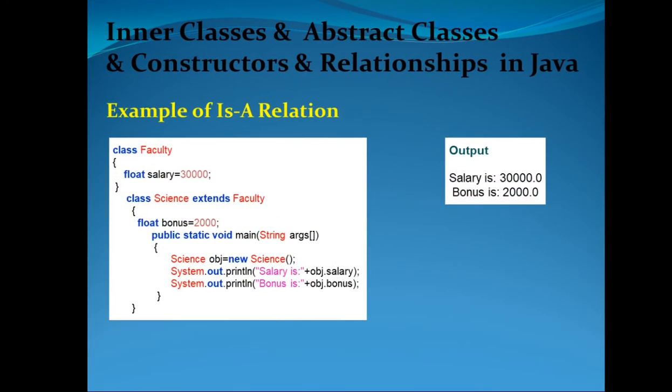This is the example of the is-a relationship. Here we have class Faculty with float salary equals 30,000, and after that we have class Science which extends the class Faculty with float bonus equals 2,000, and after that the public static void main method. We create the object of the Science class and print the values of salary and bonus, accessing them with the help of the object. The output would be salary is 30,000 and bonus is 2,000. So very simple.